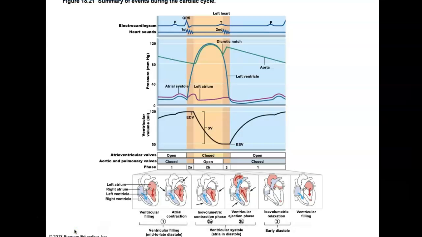Another important thing to note is that the situation in the right side of the heart is essentially the same as in the left side, except for pressure. So the pulmonary circulation is a low pressure circulation, as evidenced by the much thinner myocardium that we discussed earlier. Typical systolic and diastolic pressures for the pulmonary artery are about 24 to 10 millimeters of mercury, compared to systolic and diastolic pressures of 120 and 80 millimeters of mercury, respectively, for the aorta. However, the two sides of the heart eject the same blood volume with each heartbeat.